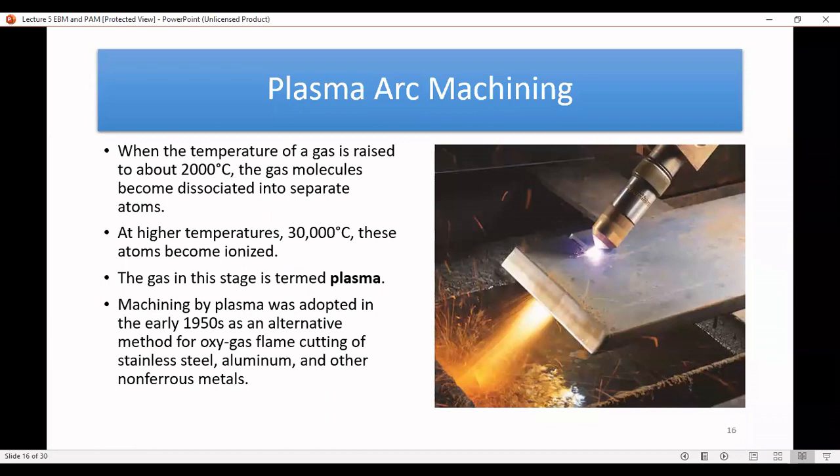Machining by plasma was adopted in the 1950s as an alternative method for oxygas flame cutting of stainless steel, aluminum, and other non-ferrous metals. So basically, this is an alternative to oxygas flame cutting because there are some benefits that this particular process, which is plasma machining, has.